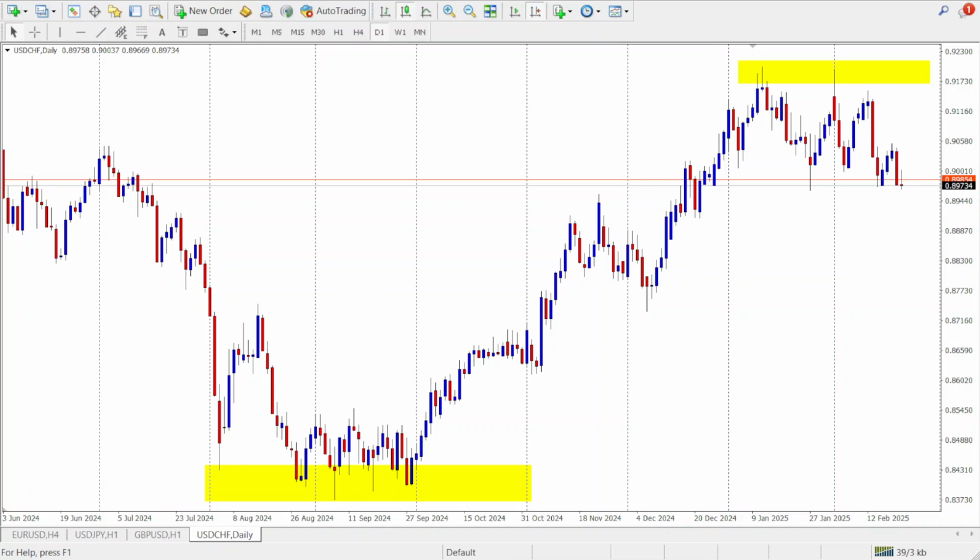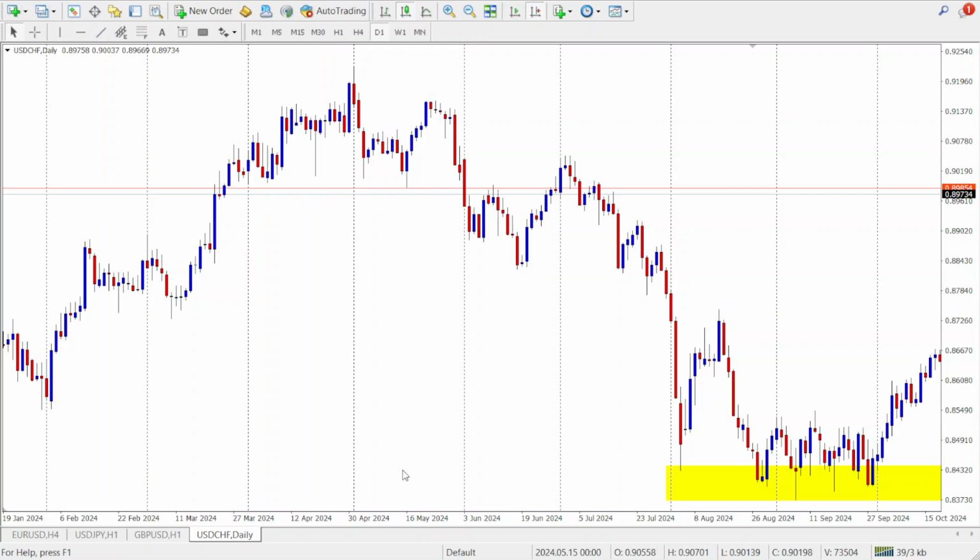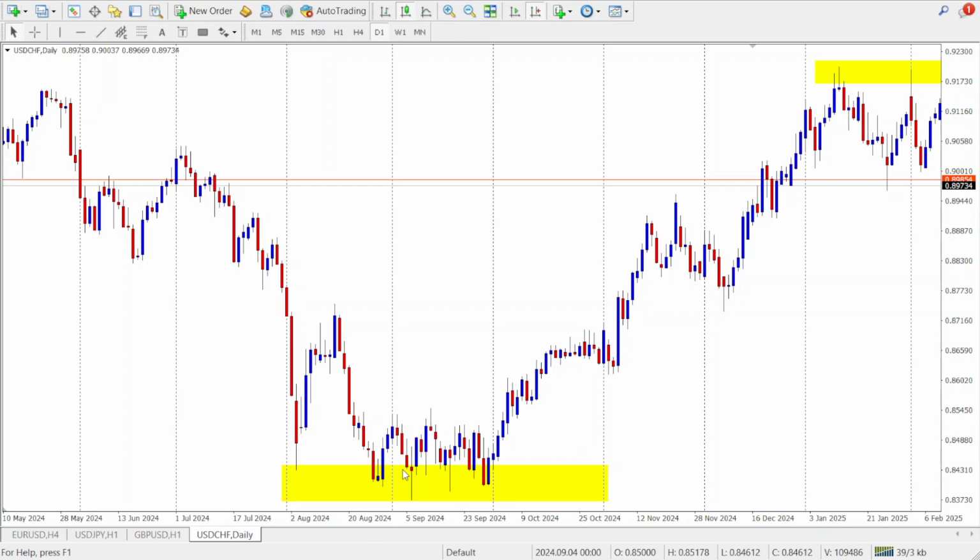Let us break it down step by step. The first step is to look for strong supply and demand zones. The first thing you need to do is identify areas of strong supply and demand. These are typically levels where price has reversed in the past with significant momentum. For instance, if price has recently reversed at a certain level and moved away with strong movement, that's a potential supply or demand zone to keep an eye on.